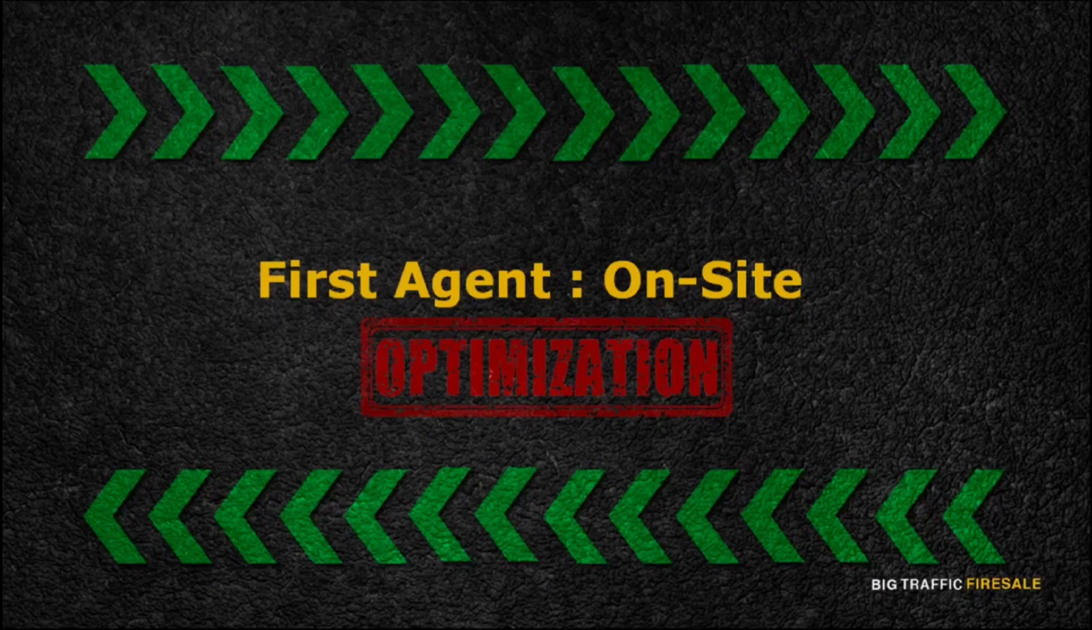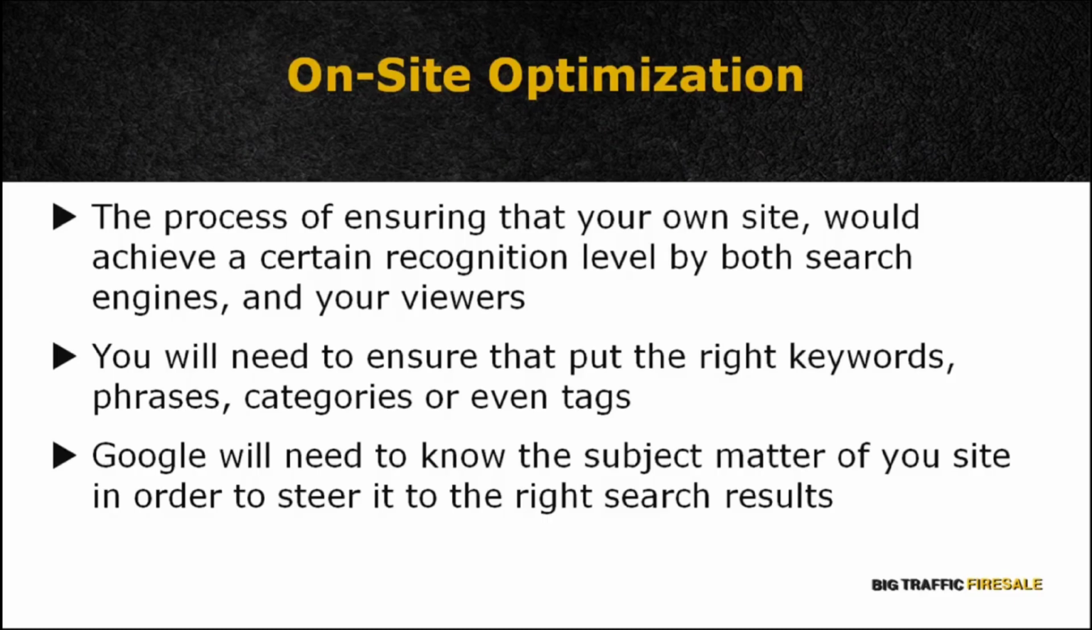The first agent that you'll need to be familiarized with is the on-site optimization. This agent is known as the process of ensuring that your own site would achieve a certain recognition level by both search engines and your viewers. The approach is direct. All you need to do is optimize your site within the site itself. How do you do that? You will need to ensure that you put the right keywords, phrases, categories, or even tags. Why? Well, Google will need to know the subject matter of your site in order to steer it to the right search results.